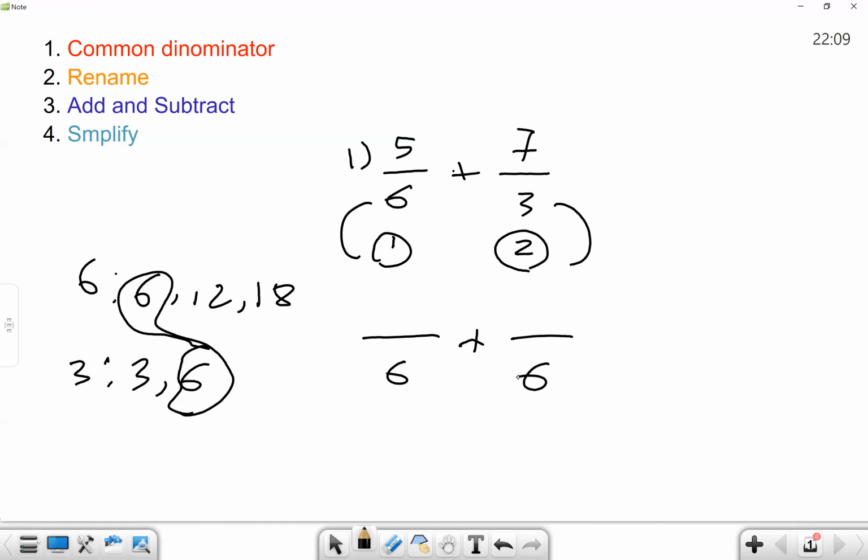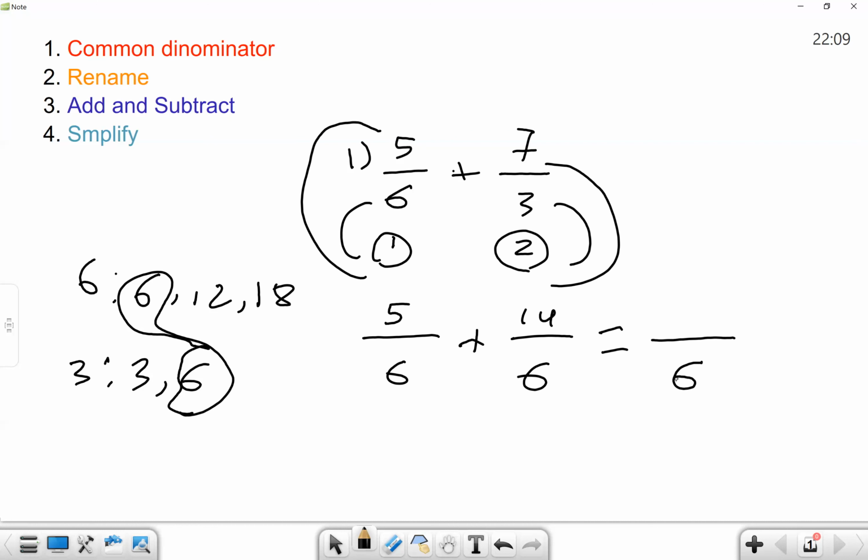And then you're going to multiply 1 times 5. 1 times 5 equals 5. 2 times 7 equals 14. Now, we have the same denominator. Then you can add the numerators and keep the denominator. 5 plus 14 equals 19. That's the simplest form. You know why? Because there's no common number between 6 and 19.